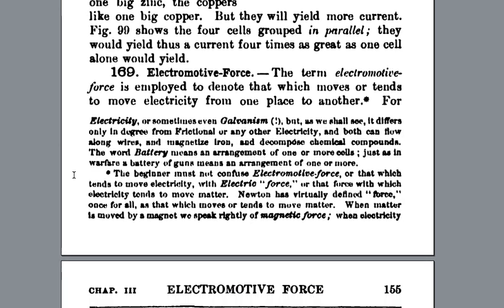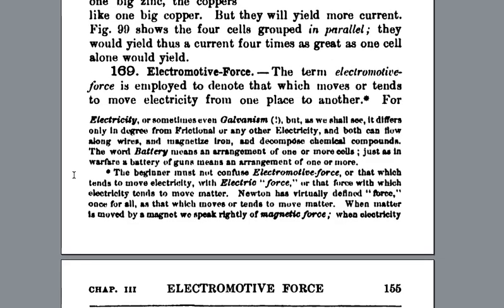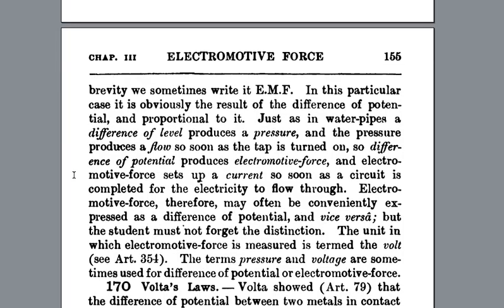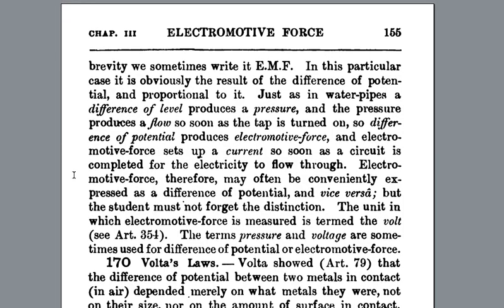169. Electromotive force. The term electromotive force is employed to denote that which moves or tends to move electricity from one place to another. For brevity, we sometimes write it as EMF. In this particular case, it is obviously the result of the difference of potential and proportional to it. Just as in water pipes, a difference of level produces a pressure, and the pressure produces a flow as soon as the tap is turned on, so a difference of potential produces electromotive force, and electromotive force sets up a current as soon as a circuit is completed for the electricity to flow through.